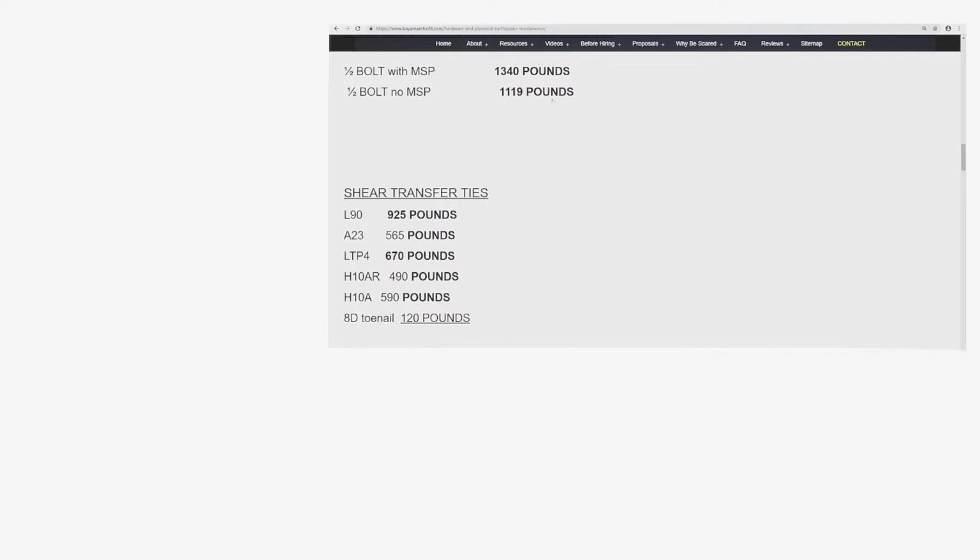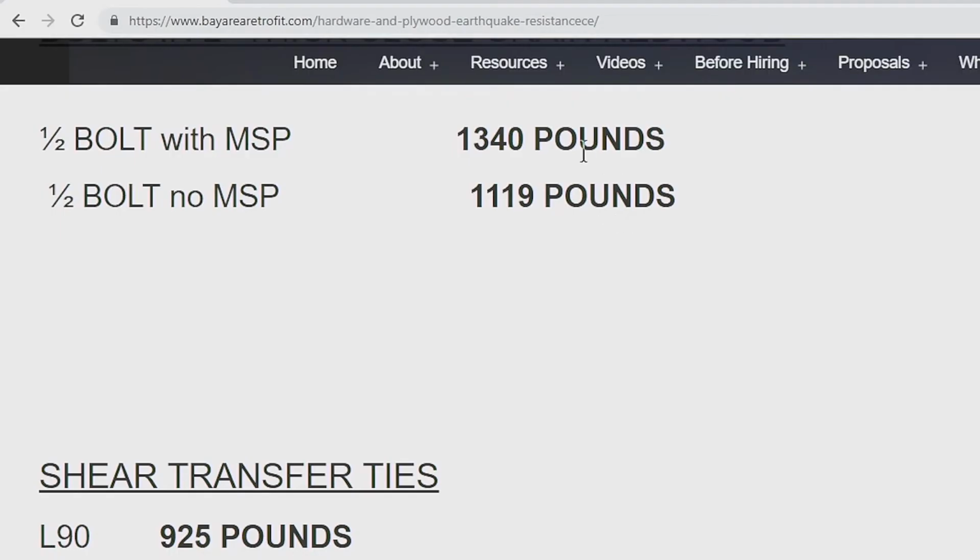Now every component in a retrofit, such as the shear transfer ties, the plywood, and the bolts, they all resist a certain amount of force. So when we do a retrofit, after determining how much force the house must resist by using engineering calculations, we just need to put in enough of these components to resist that amount of force, and we're all done with our retrofit.